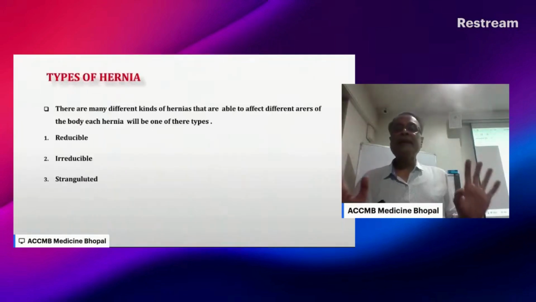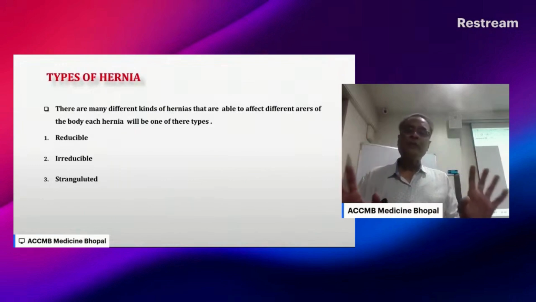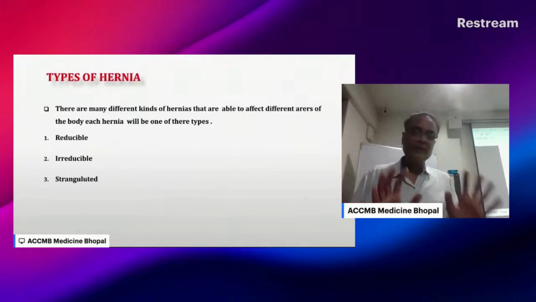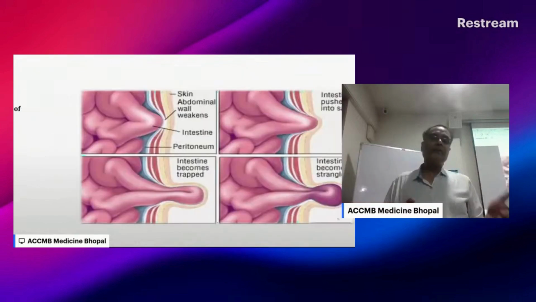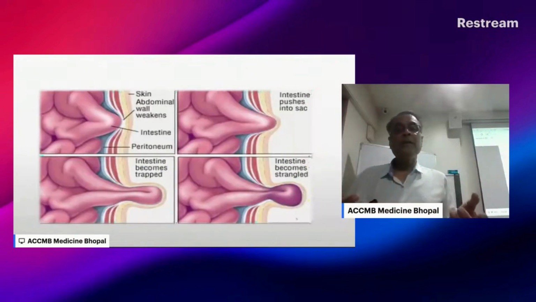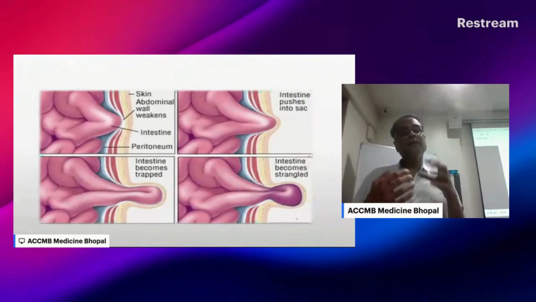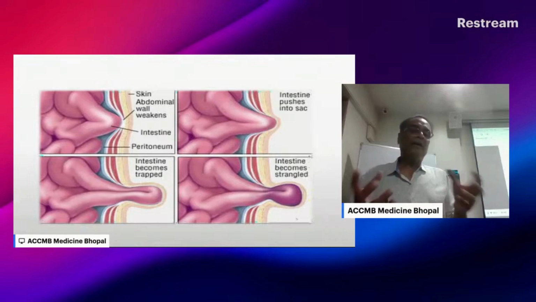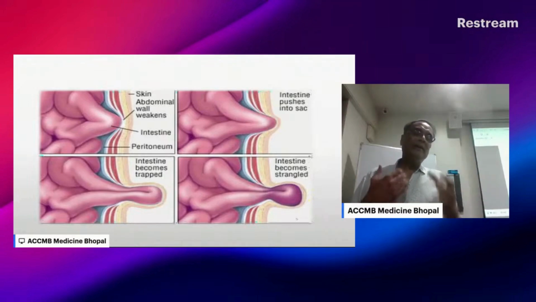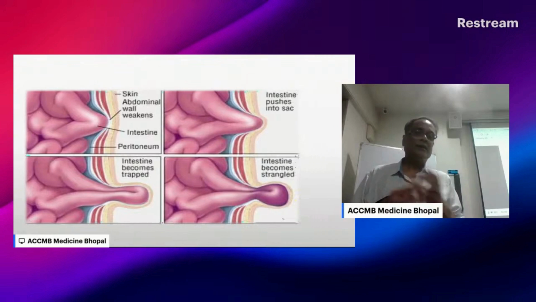So there are three types of hernia. I'm just giving the overview of this: reducible, irreducible, and strangulated. Reducible, when we can reduce the content. Irreducible, we can't reduce the content. And when the blood supply of that segment of gut is hampered, that becomes a strangulated hernia.